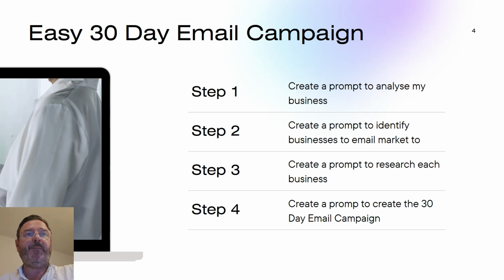Step 2, create a prompt to identify businesses I can market to via email. So use the information about my business to try and find out who my target customers are and search the internet for them. Step 3, create a prompt to research each of these businesses it's identified and get some information about those. And then step 4, actually create the 30-day email campaign, a different one for each business. Now that's powerful.